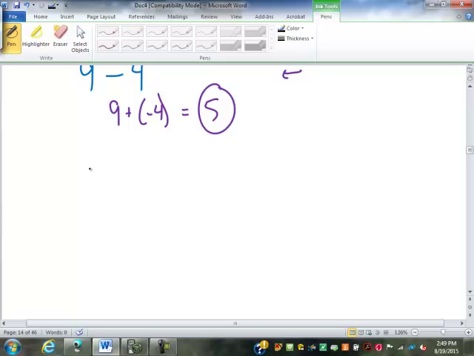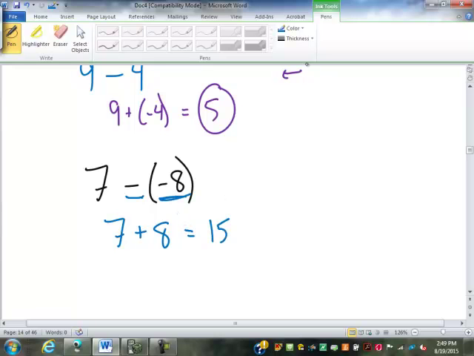Here's the one that most people struggle with. Seven minus a negative 8. It's going to become 7 plus what? Yeah, plus the opposite of negative 8, which would be positive 8. So this is 15. Good.